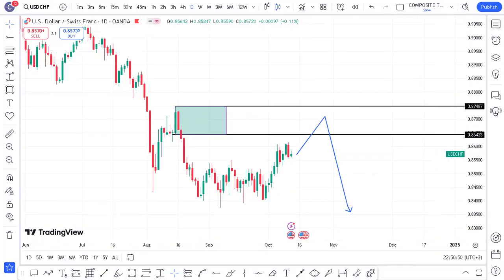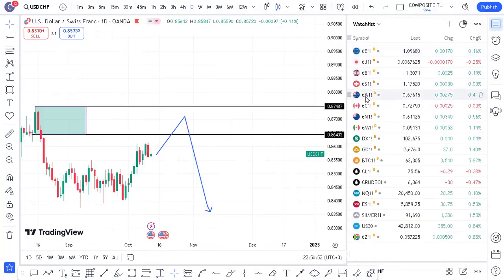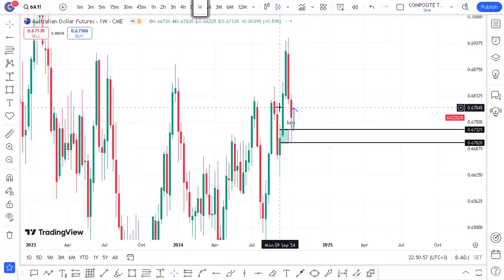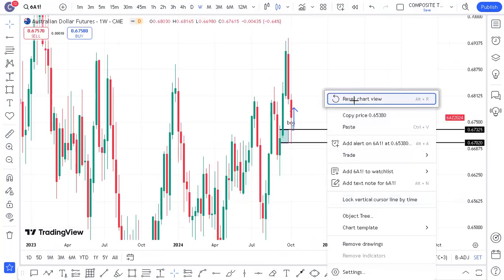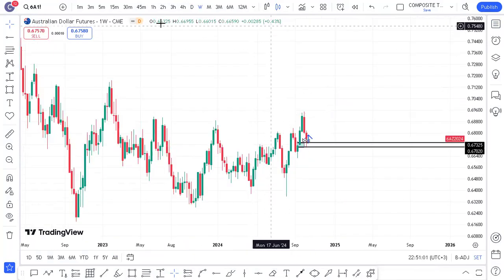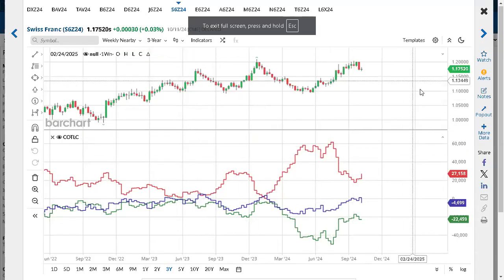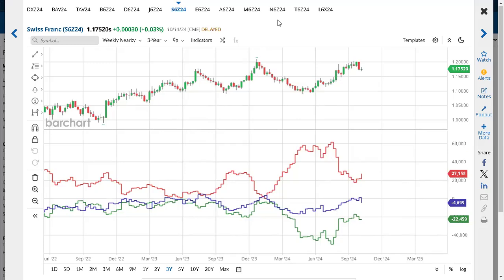Right? Now let's look at the next pair, which is the AUD. We'll look at the AUD on a weekly time frame. Let's look at what commercials are doing on AUD. When we look at the AUD, let us do something here.